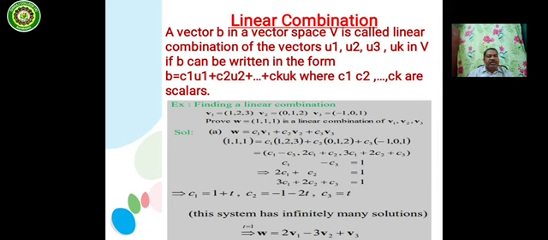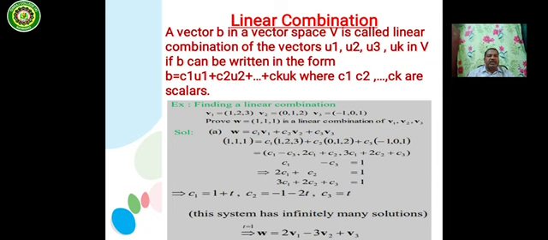Here we solved these three equations for c1, c2, c3. Taking c3 as t, we get c2 equals minus 1 minus 2t, and c1 equals 1 plus t. Here t is a parameter. A parameter means it can take infinitely many values, whereas a constant has only one value. So here t is a parameter, and we get c1, c2 in terms of t. For different values of t, we get different values for c1, c2, c3.